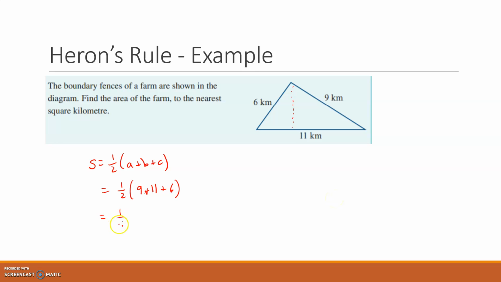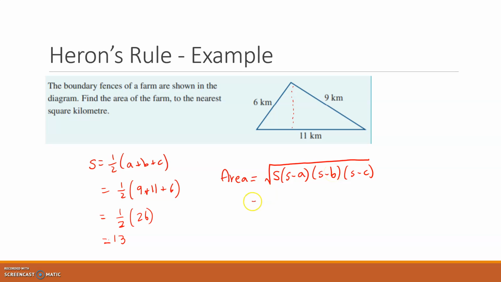There we are. So, sorry, what I'm looking at is half outside of 9 plus 11, which is 20, plus 6, which is 26, which is 13. Okay, so S is 13, but what I really want to do is use the area formula, which is Heron's rule. And that formula says the area is equal to the square root of S outside of S take A, outside of S take B, outside of S take C. Now, it doesn't actually matter which letter I choose to be A. So 6 could be A, or 9 could be A, or 11 could be A. It doesn't really matter because we're doing the same thing to each of the letters.